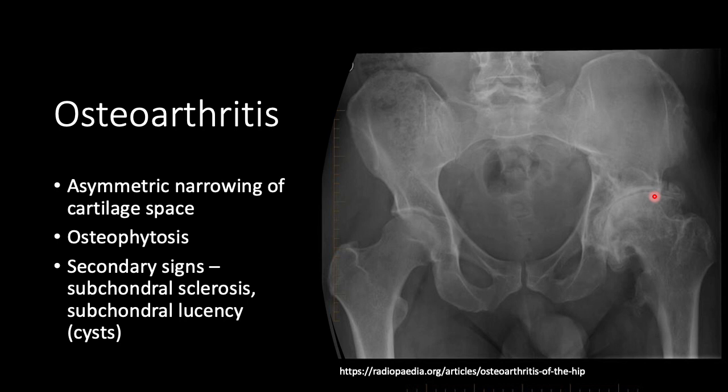Other radiographic features seen here of osteoarthritis are marginal osteophytes, which are these spurs growing off the bone, subchondral sclerosis of the femoral head and the acetabulum, which is this thickening of the bone, as well as subchondral cysts, which are not clearly demonstrated on this radiograph.